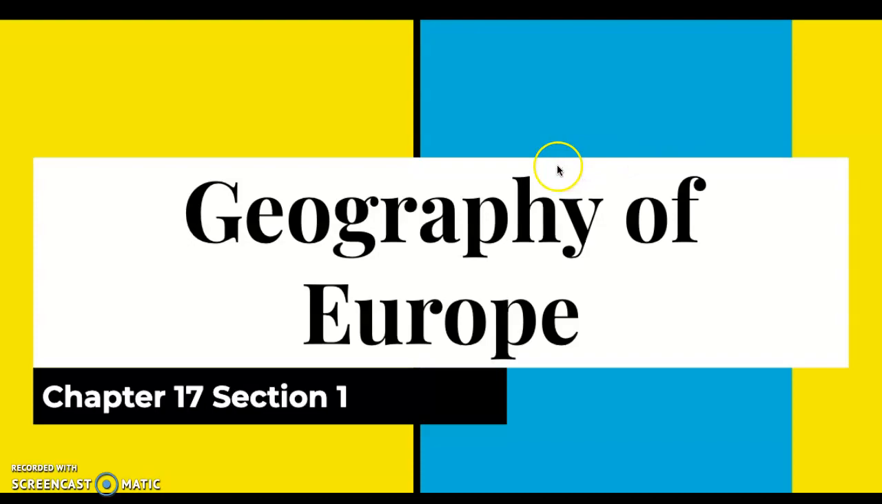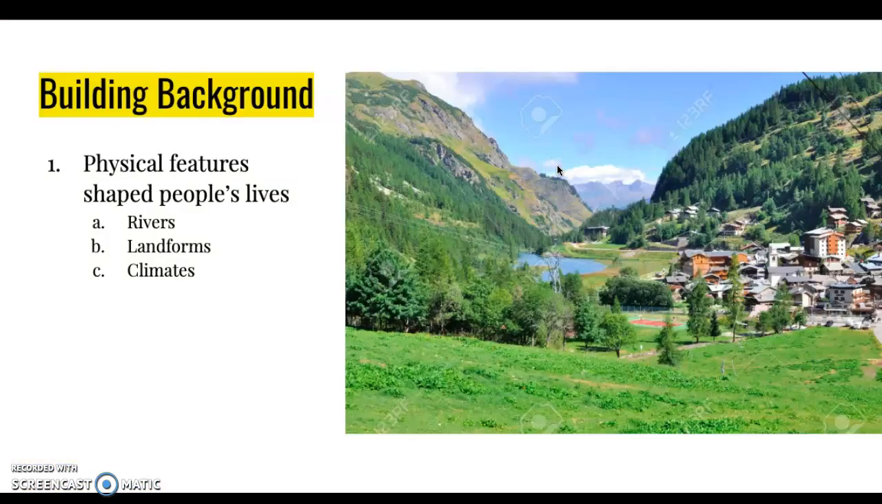All right, so here we go with the geography of Europe. First, I want to talk about building background a little bit. This is how your section started out also. The physical features of Europe is what this presentation is going to be about. It's not very long, so it shouldn't take much to do this. Some of the things we're going to focus on are the rivers, the landforms, and the climate. We want to talk about how the physical features shape the lives of the people of this area of Europe. So we'll hit each of these as we go through this presentation.